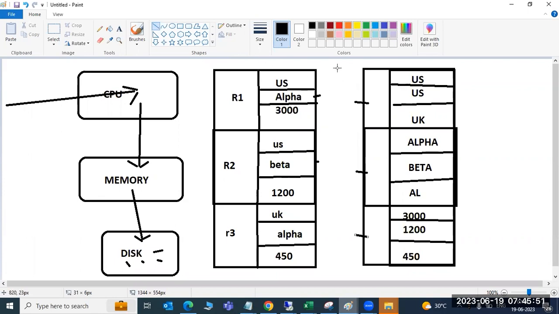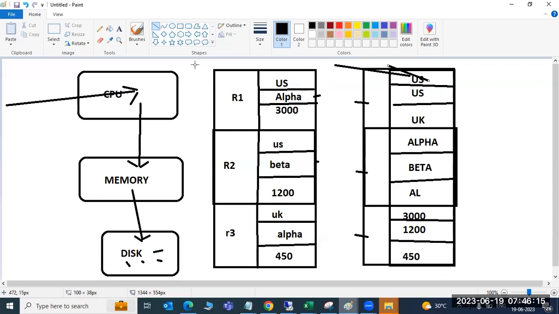Suppose our developers write the queries. I want some beta alpha related data. Suppose they write a query for all US related data, it will fetch the data immediately. Column-wise, right, it will get the response immediately from here.